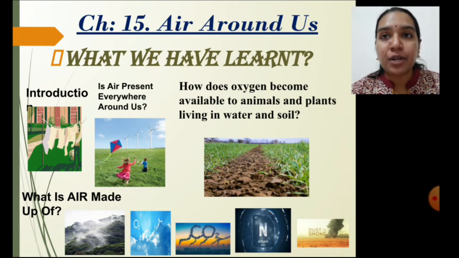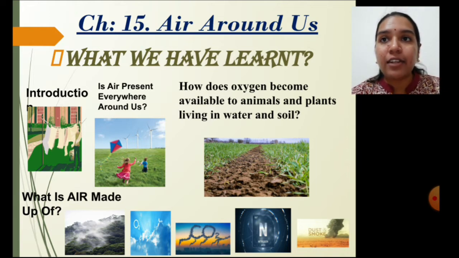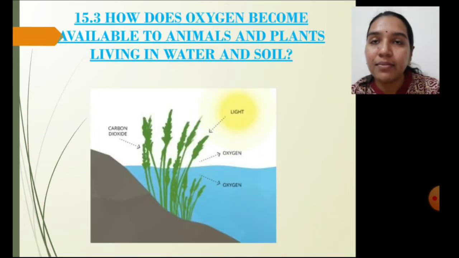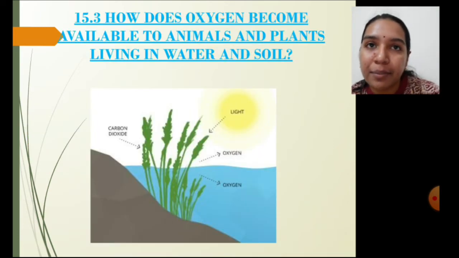Recently, we started to understand how oxygen becomes available to animals and plants that live in water and soil. Let's learn more facts about this topic even today. How does oxygen become available to animals and plants living in water and soil? We all know air is present everywhere and it can penetrate into any porous substance.